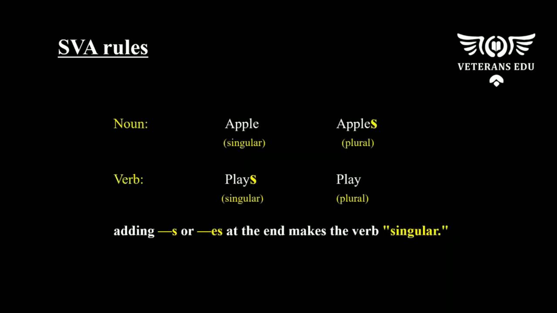With the word apple, which is a noun, all we have to do is add the letter S to make it into plural. However, the rule is reversed when it comes to a verb. When you add the letter S at the end of the verb, it makes it singular. For example, the word plays with the letter S is a singular form, while the word play without the letter S is the plural form.